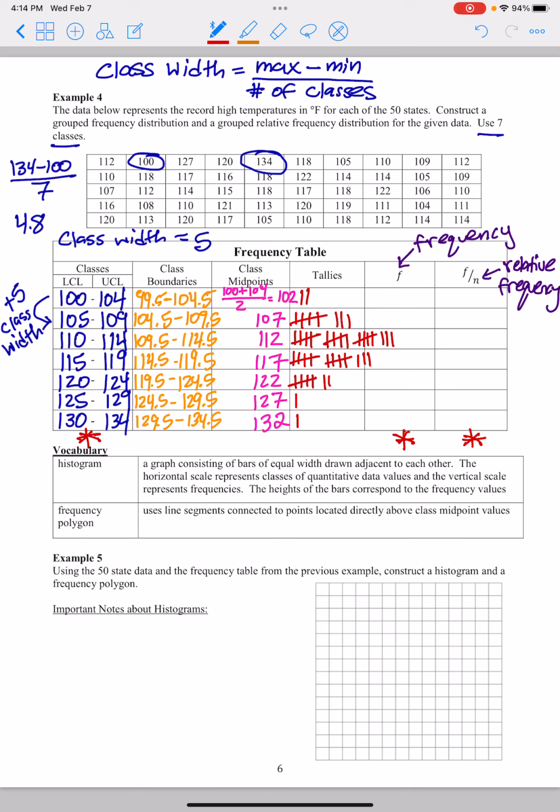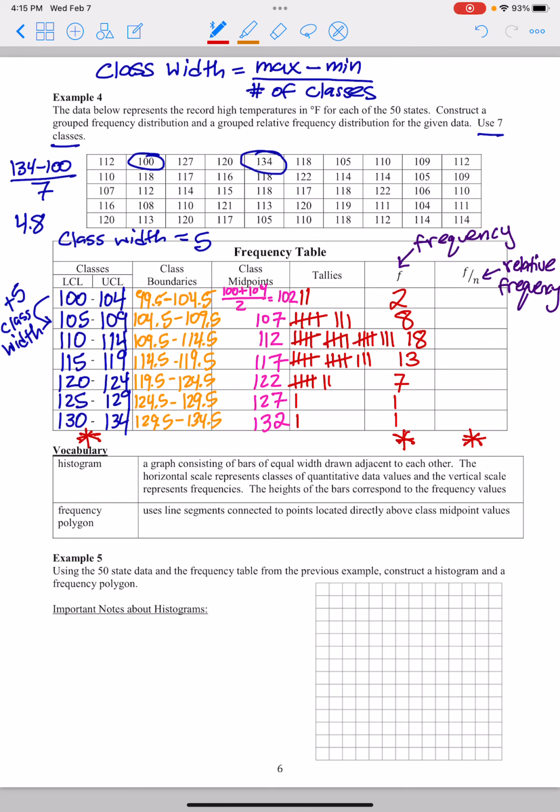Remember that frequency is the total number of items that fall into each class. And each row in this table is known as a class. So we're going to have 2 that fall in that first one, 8 for the second one, 18 for the third, 13, 7, 1, and 1.